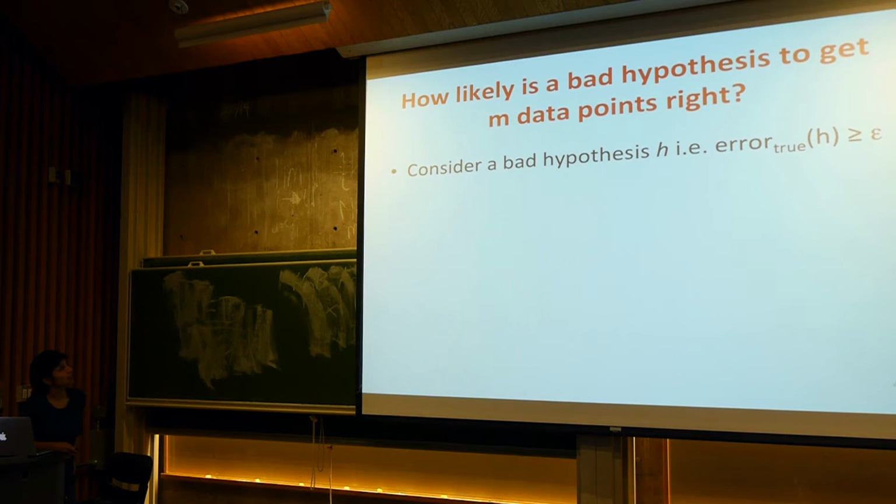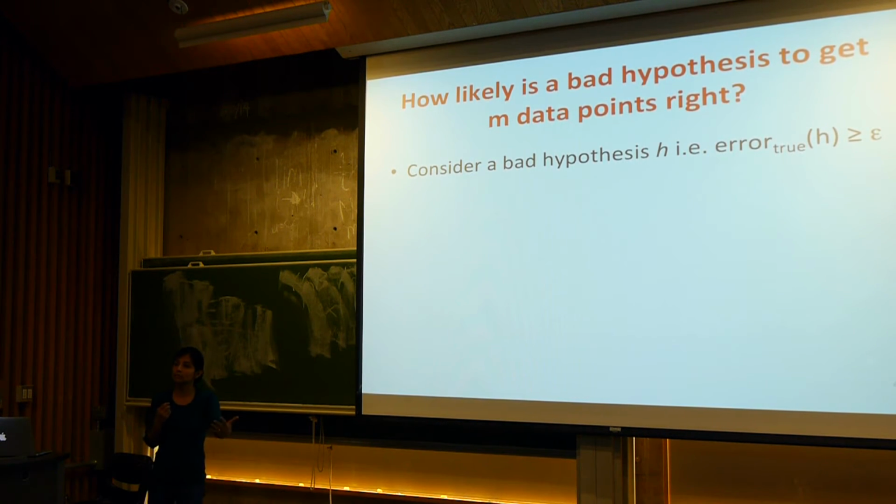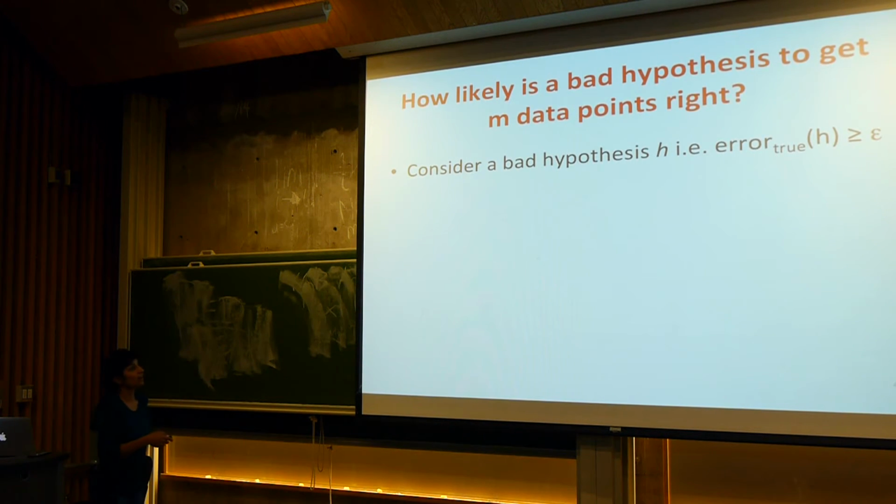All right, so let's think of it this way: how likely is a bad hypothesis to get m data points right? Because I told you that the learner chose a classifier that got all the training data correct. So let's define a bad hypothesis as one that actually gets true error bigger than epsilon, and see how likely it is to actually get zero training error. So we're just flipping the question around, right? That's something we can actually compute.